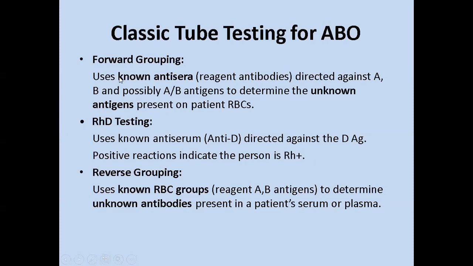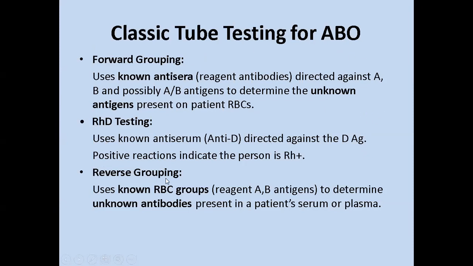So that's our forward typing. With forward typing, remember, the known is antisera. The unknown is which antigens our patient has on their red cells. So we're using a known to help figure out an unknown.